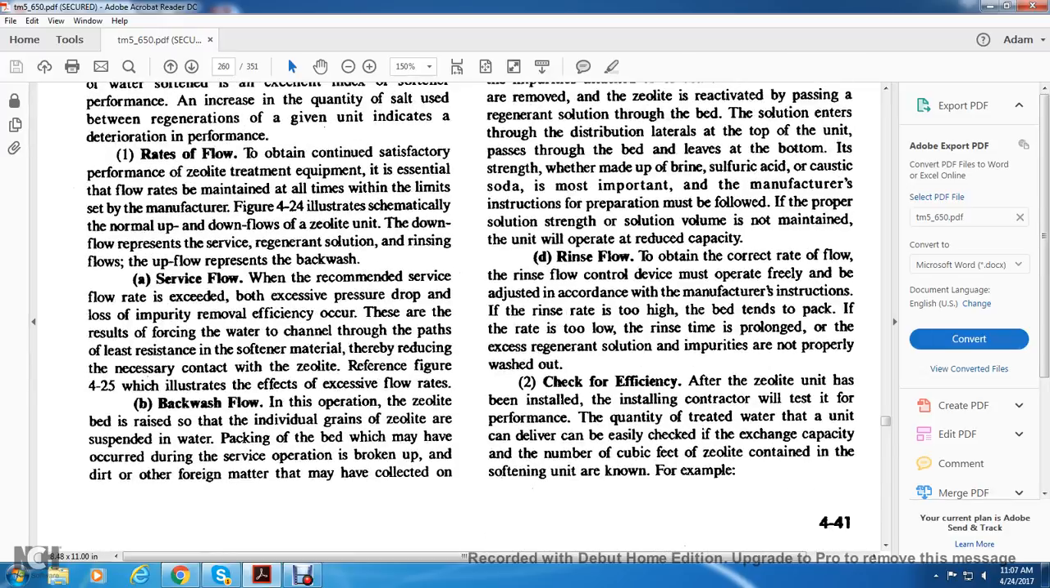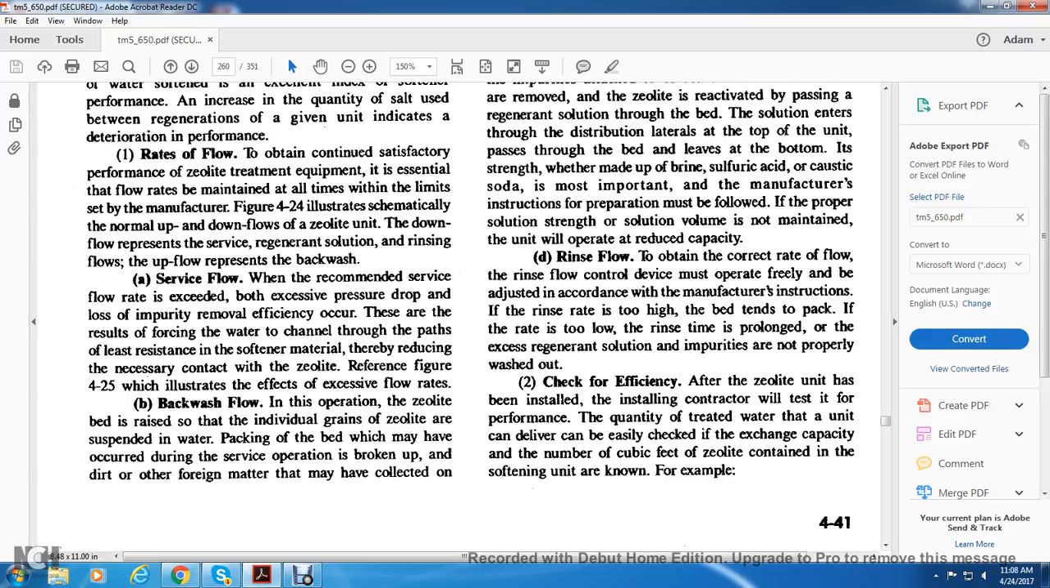A. Surface flow. When the recommended surface flow rate is exceeded, the results are excessive pressure drop, loss of impurity removal efficiency, and forcing of water to channel through the path of least resistance in the softer material, thereby reducing the necessary contact with the zeolite. Reference figure 425, which illustrates the effect of excessive flow rate.